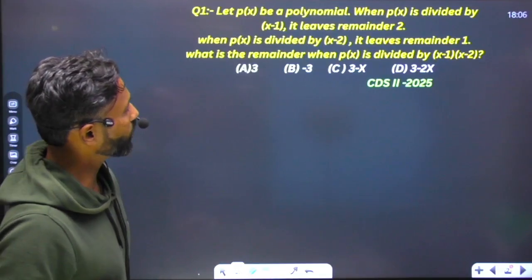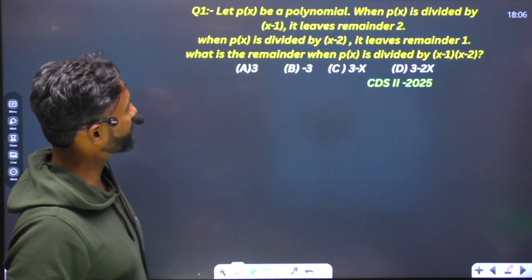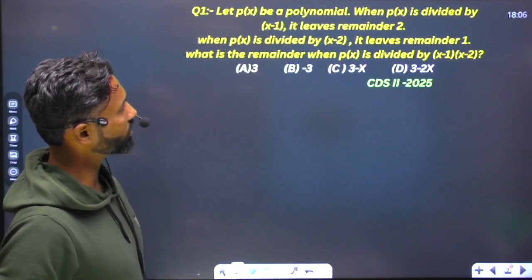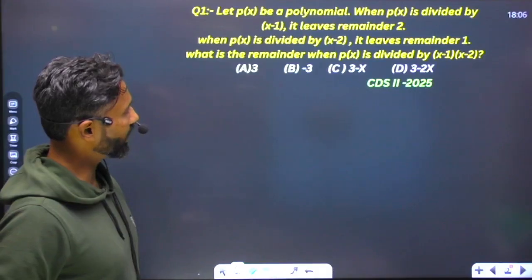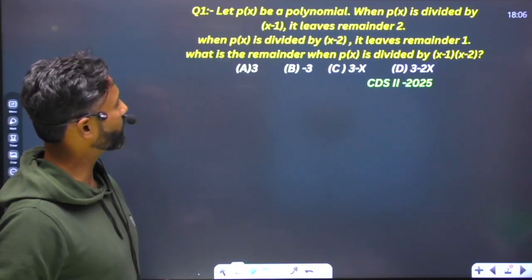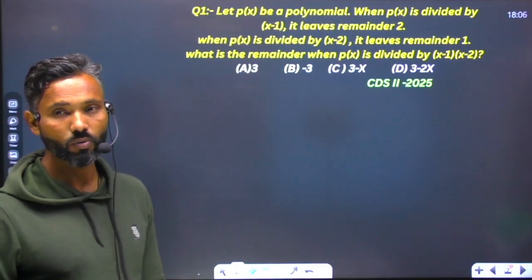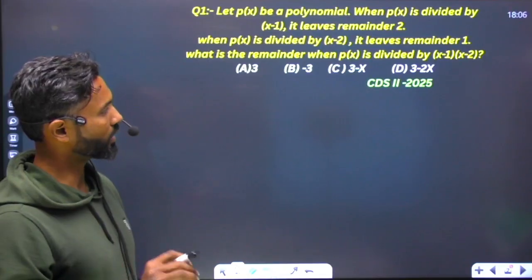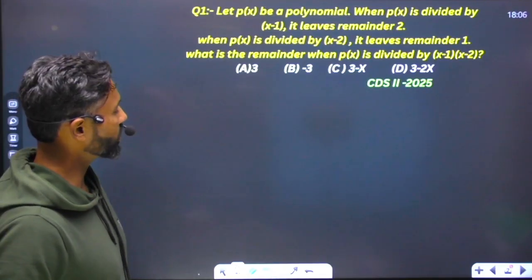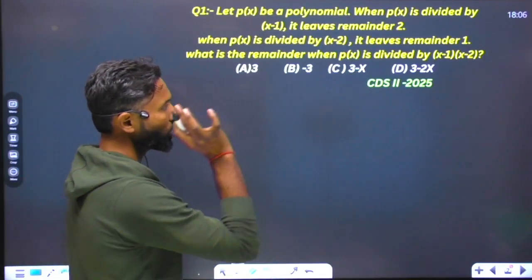Let p(x) be a polynomial where when p(x) is divided by x minus 1 it leaves remainder 2. When p(x) is divided by x minus 2 it leaves remainder 1. What is the remainder when p(x) is divided by (x minus 1) multiplied by (x minus 2)? This is the question from CDS second 2025.